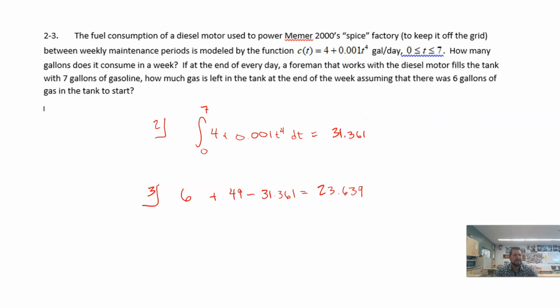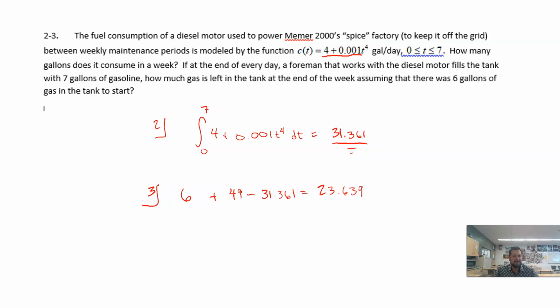Number 2, okay, this is 2 and 3. We've got this fuel consumption of a diesel motor is given by this equation right here. So this is the amount of gas that is being consumed. The first question it asks is how many gallons does it consume in a week? Well, because it is in gallons per day, we're going from 0 to 7, so I would just do the integral from 0 to 7 of that, and I get 31.361. That's the amount of gallons that it uses.